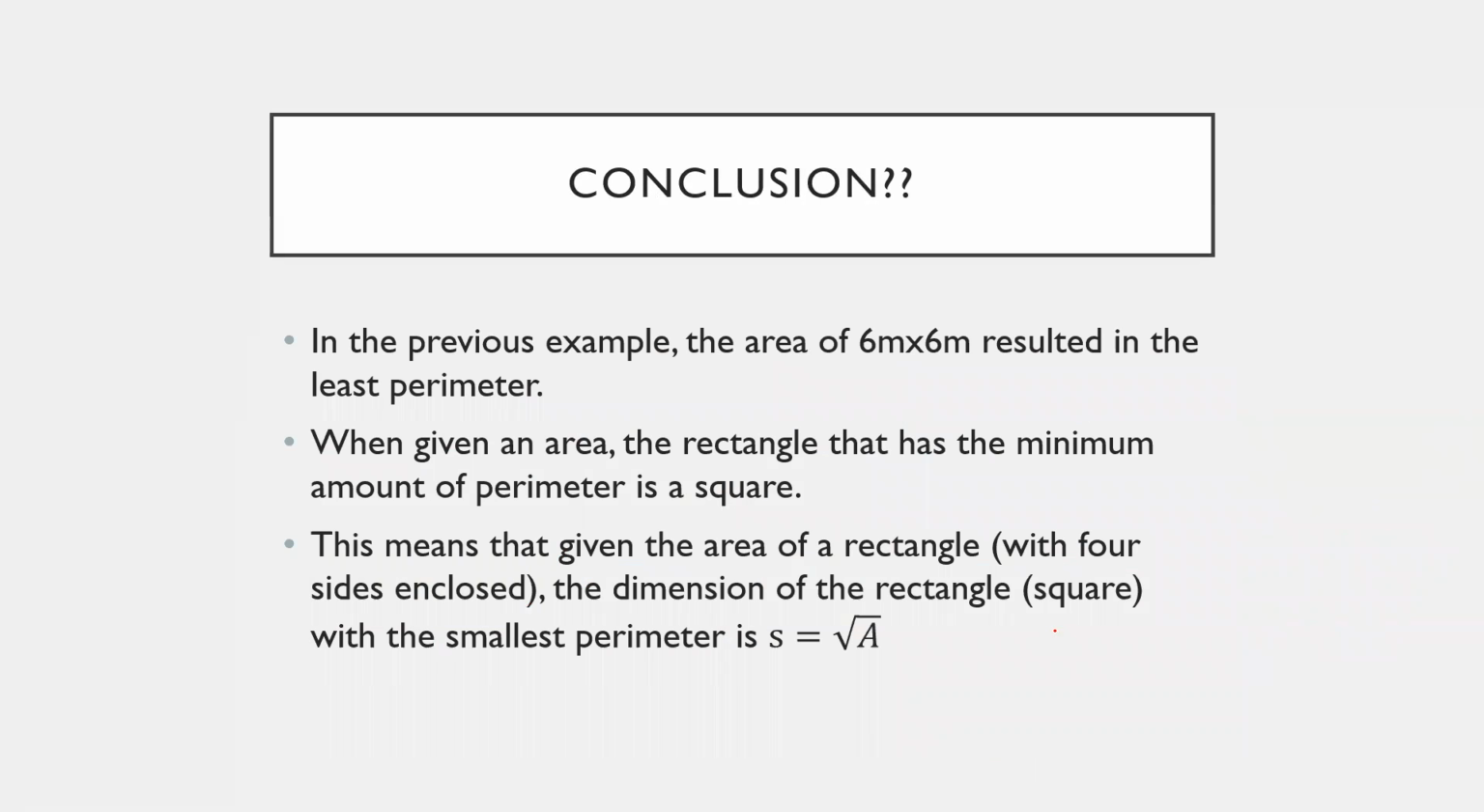And this is actually the case all the time. If I give you a certain area that I require, and I'm trying to figure out which dimensions would give me the smallest perimeter, what I'm really doing is trying to create a square. An easy shortcut to find out what the side length would be is to simply take the square root of the area.